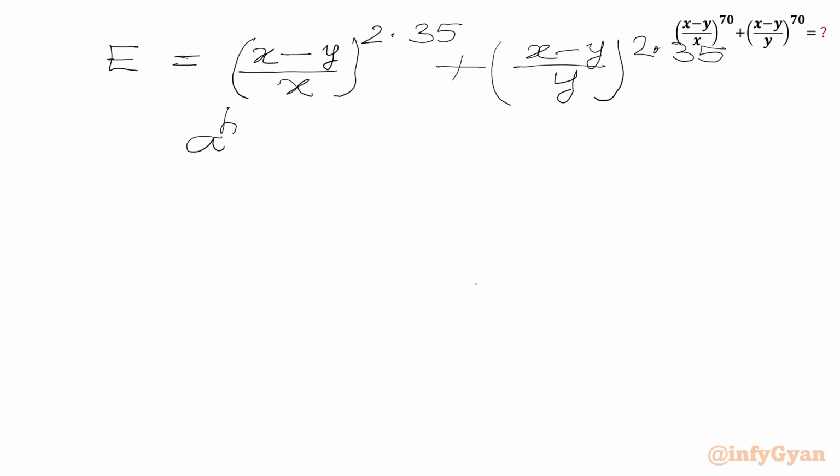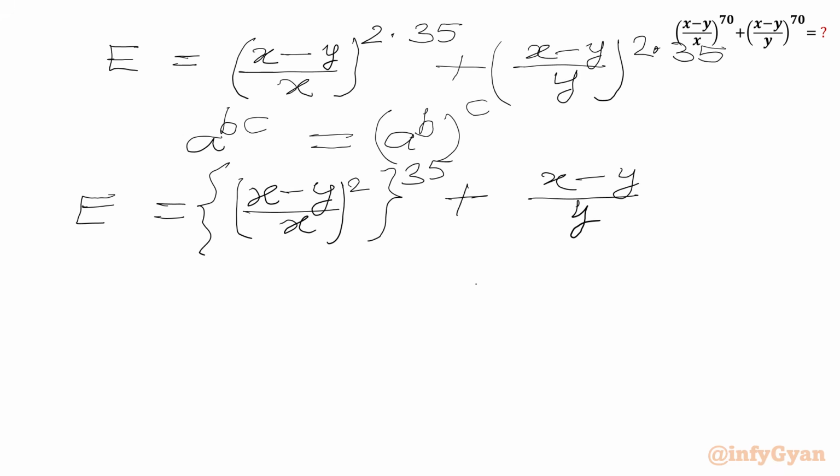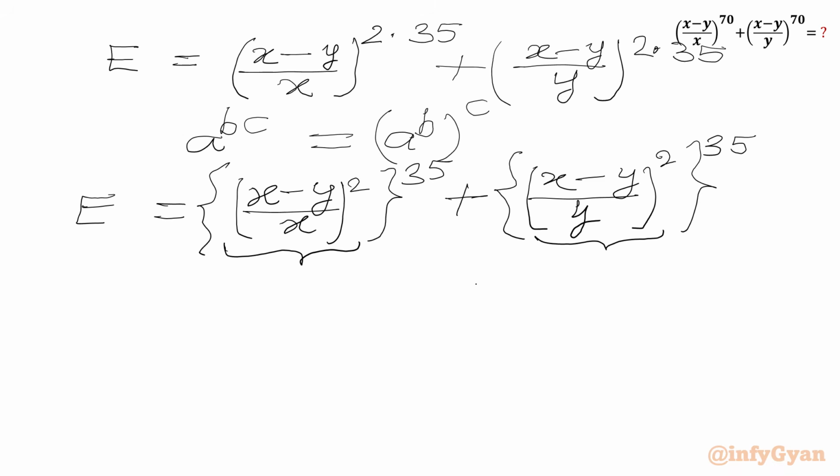Now we know that a power b times c can be written as a power b with whole power c. So we can write the required expression E will become x minus y over x, then we'll put power 2 and then we'll be writing whole power 35, plus x minus y over y whole square and then we'll write whole power 35. Now here we can write minus 3y over x and here we can write minus 3x over y.